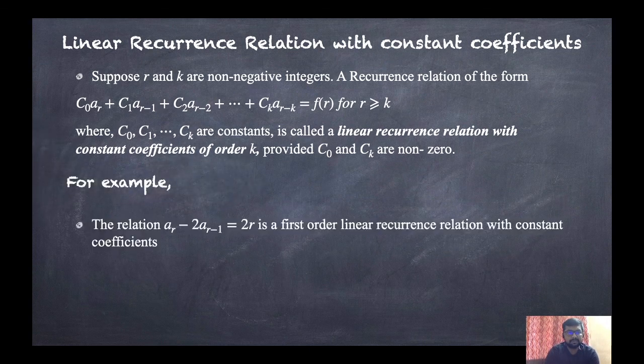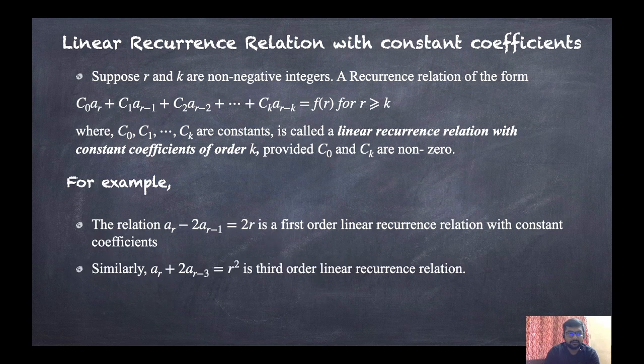For example, the relation ar minus 2 ar minus 1 equals 2r. Now see, compare it with r minus k. What is k? k will be 1. So it is a first order linear recurrence relation with constant coefficients, because the coefficients of ar and ar minus 1 are all constants.